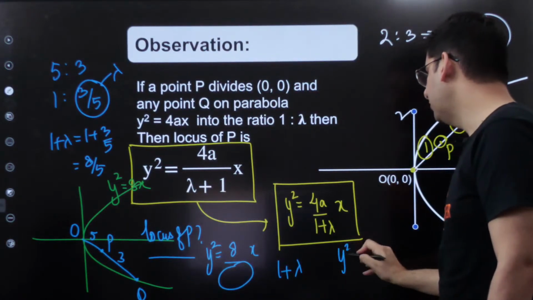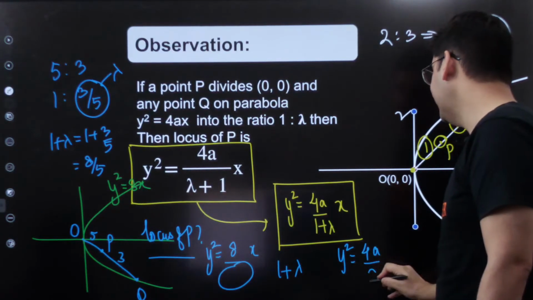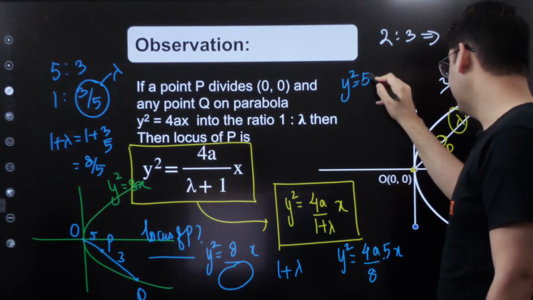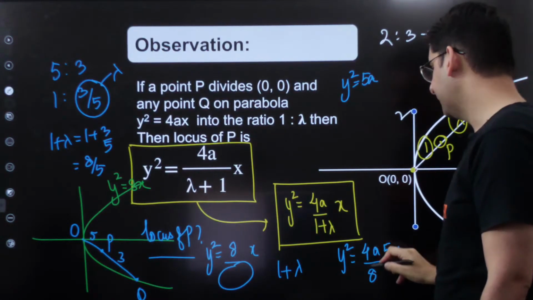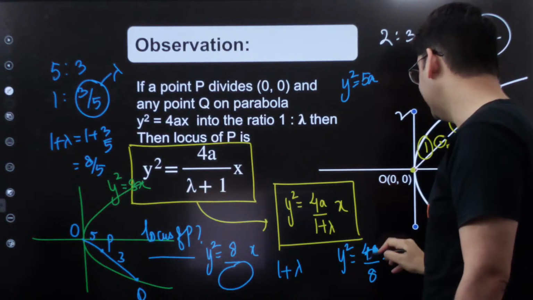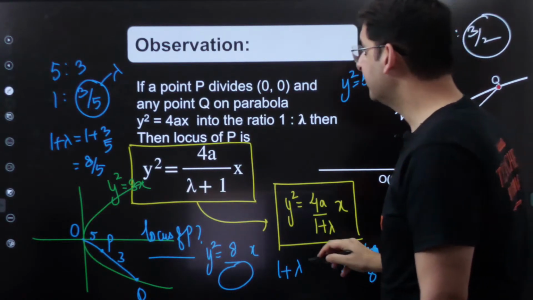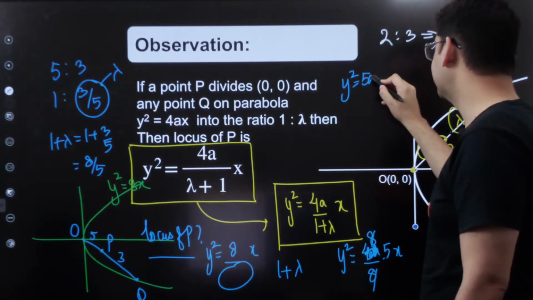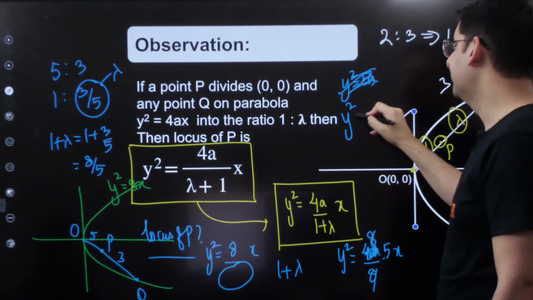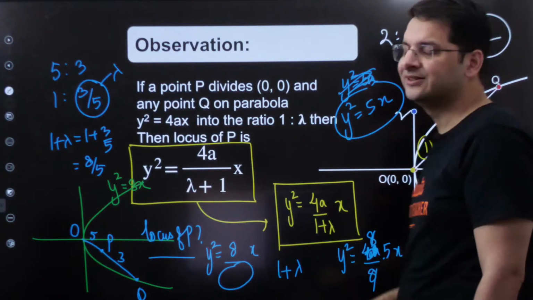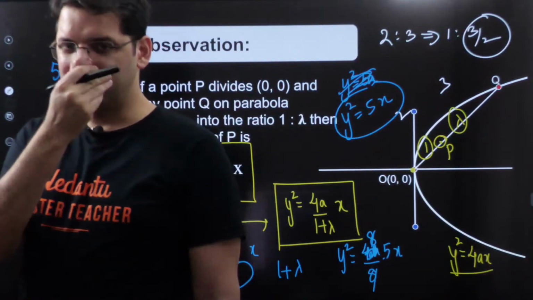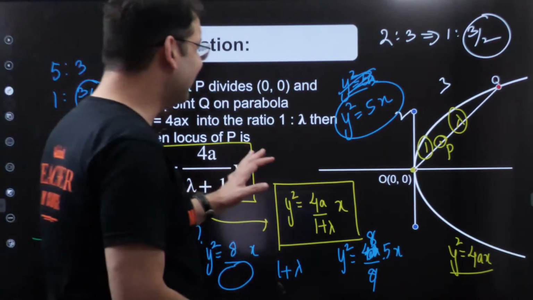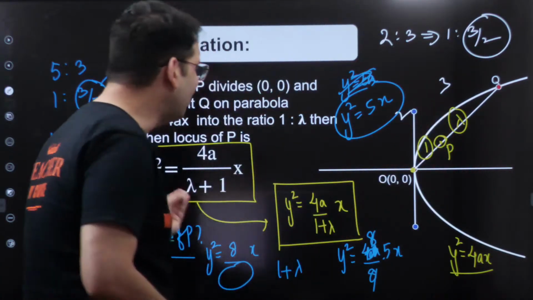So y square is equal to 4a upon 8 by 5 into x. Sorry, this is 8, so 8 by 8 by 5. So y square is equal to 5x. This is the answer.